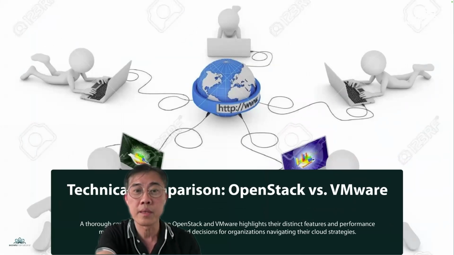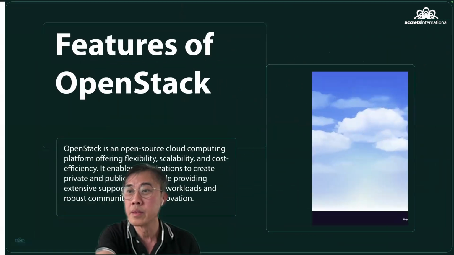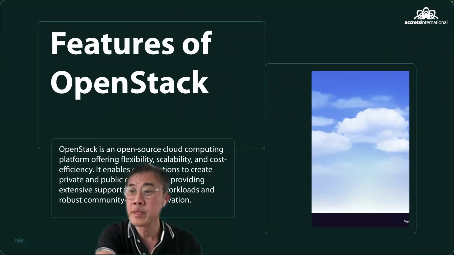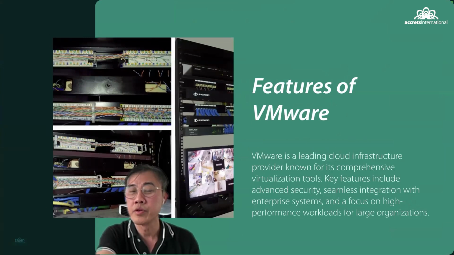Let's go for a slight technical comparison, OpenStack with VMware. OpenStack is open source, flexible, scalable, very, very cost efficient. There's no licensing, so to say. But the big boys like Red Hat, Ubuntu, SUSE, they can provide software support. Features of VMware, I think I shan't look too much at this. I guess all of you know what they are.